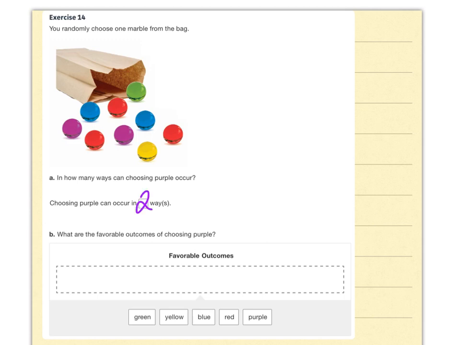And then it wants us to list those favorable outcomes. Remember, when we worked through the notes earlier, anytime we had a repeating outcome, we had to write it twice. So when it says, what are the favorable outcomes of choosing purple, you would take purple, drag it up here once, and because there's 2 purples, you drag it up here again. And so that's how you'll do that.